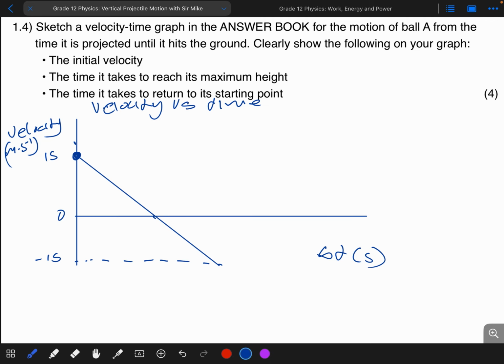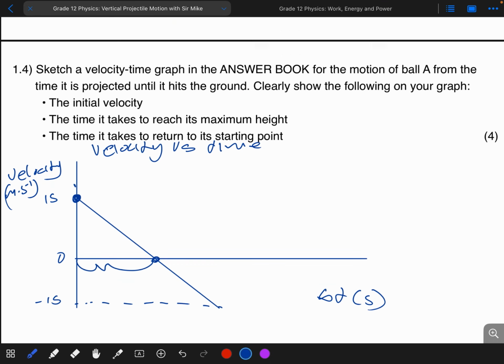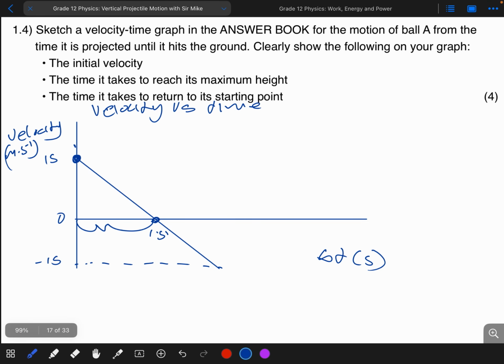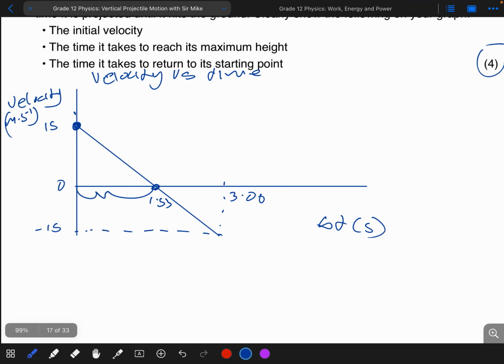This would be the time it took to reach the maximum height, which we said is 1.53. It returns at a time of 3.06. So that's how you would get those 4 marks. The marks come for labeling and putting those values there. When they ask for the velocity versus time graph, you must label the y axis as velocity and the x axis as time, and also include the SI units.